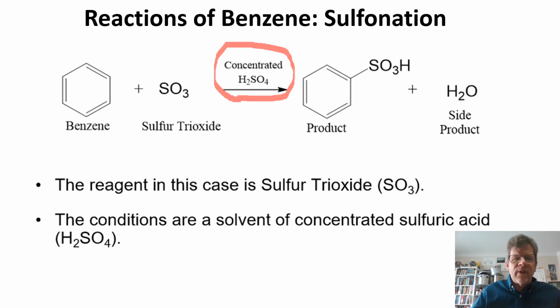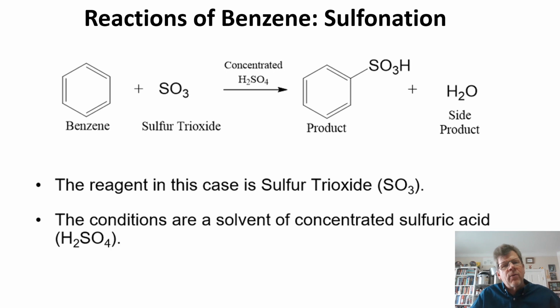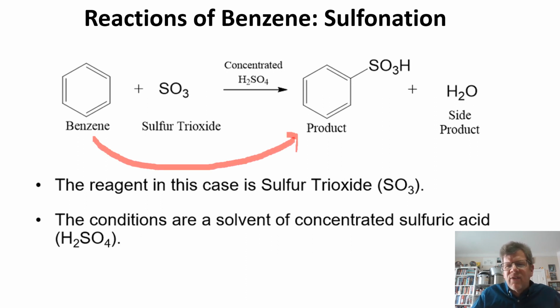And when this benzene reacts with sulfur trioxide, we get a substitution product going on. We get a sulfonated product. We're not going to give a name to this, but it is sulfonated, and the product is a benzene ring which is covalently attached to SO3H.